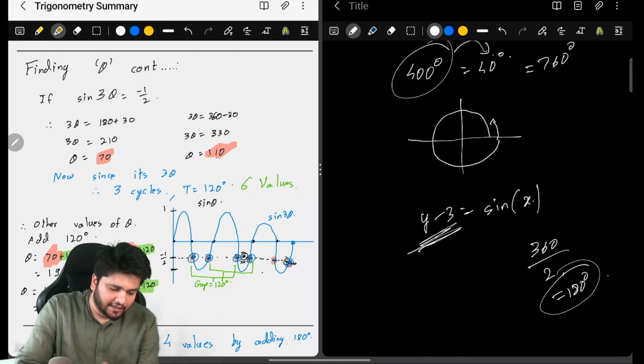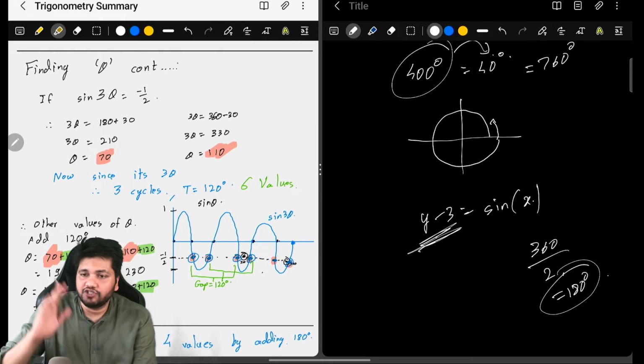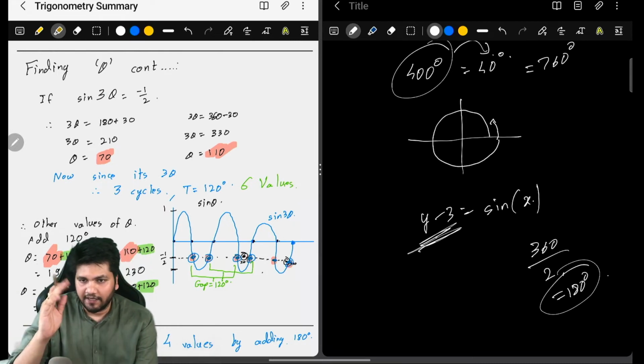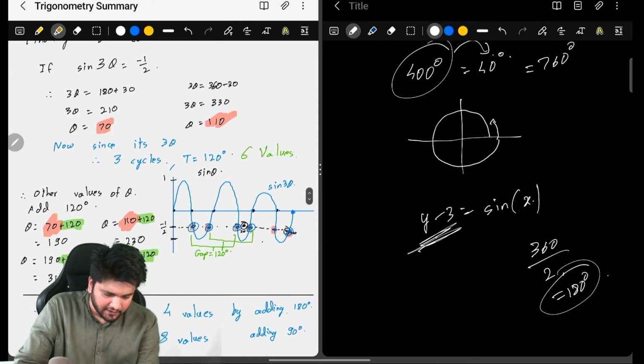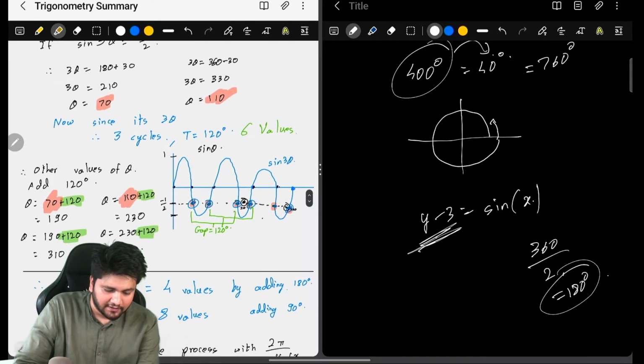But remember, if it is 3 theta, you will get 6 values generally when it is 0 to 360 degrees. If it is 4 theta, then you will get 8 values. If it is 5 theta, then 10 values. For 100 theta, 200 values you will get between 0 and 360. Okay. So for finding the other values of theta, look at this graph.